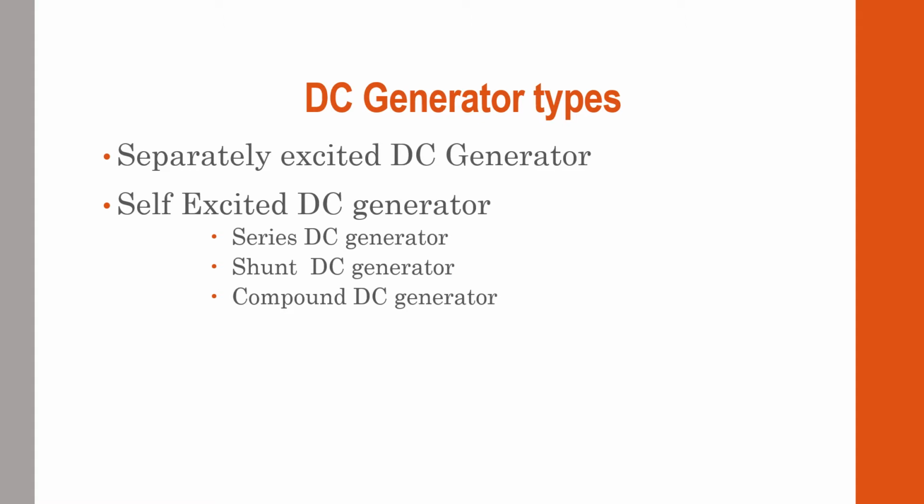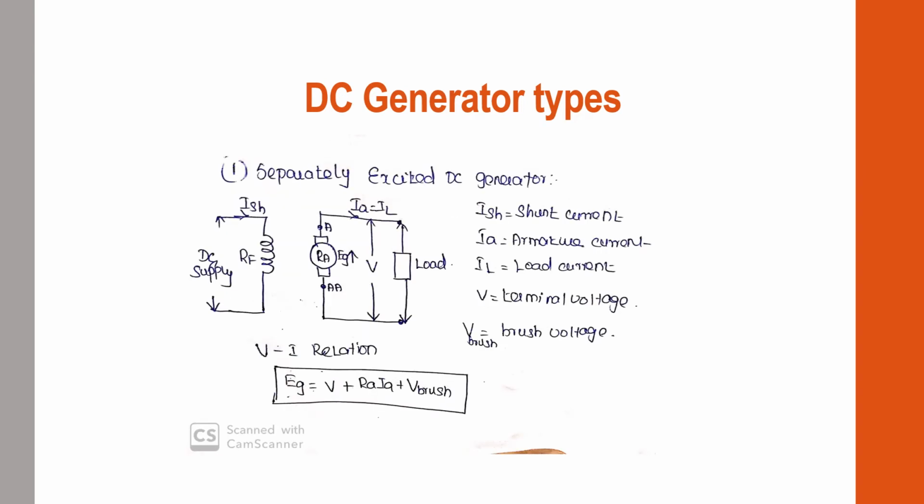Based on the excitation of field winding, we can classify the DC generator types into separately excited DC generator and self-excited DC generator. The self-excited DC generator is further classified into series DC generator, shunt DC generator and compound DC generator. So the first type is separately excited DC generator.